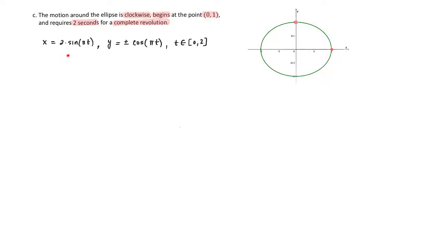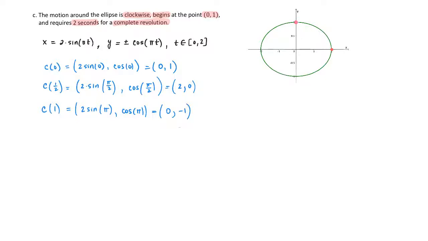Here I have written down the expression for x and the expressions for y, and the parameter is within 0 and 2. What I have to do now is to investigate motion. I am going to start by choosing the positive expression for y. I am going to plug in a few values for t and then track down the motion on the ellipse. If I don't get a clockwise motion, then I'm going to go ahead and try the negative expression for y. That's my plan.